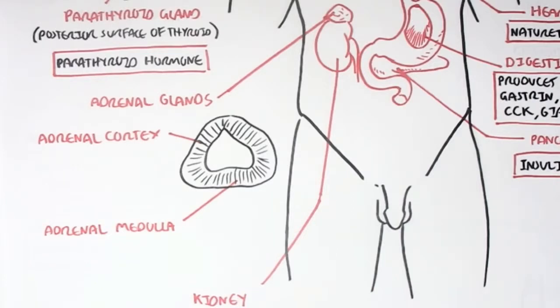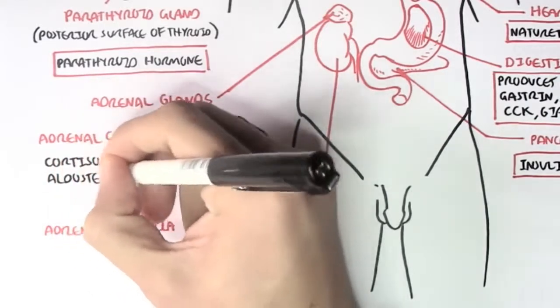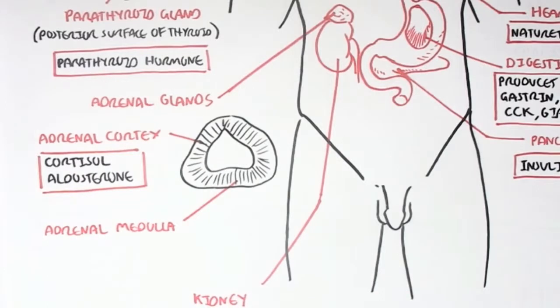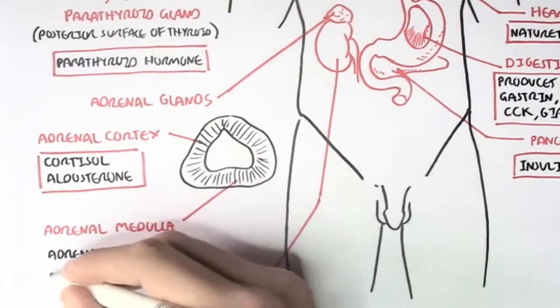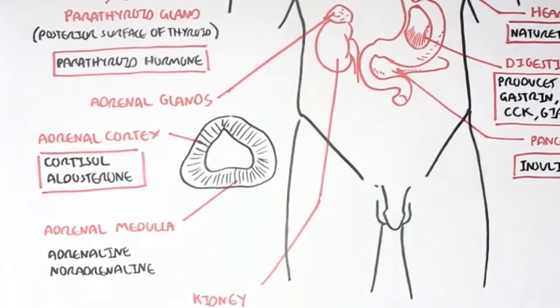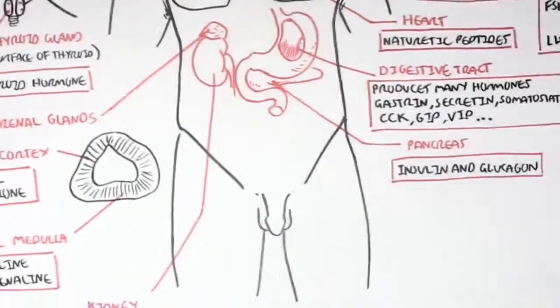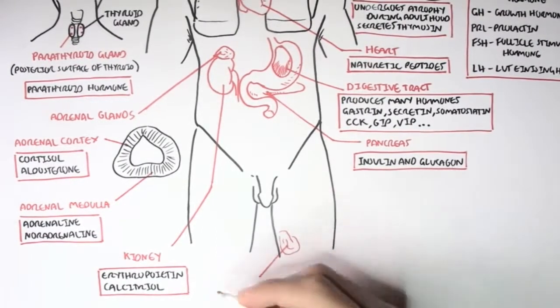Anyway, the adrenal cortex secretes cortisol and aldosterone. Cortisol is essentially for stress, and aldosterone is to promote sodium reabsorption as well as potassium secretion in the kidneys. And then we have the adrenal medulla, which secretes adrenaline and noradrenaline, also known as epinephrine or norepinephrine in America. These hormones are important in the fight or flight response as well as the rest and digest response.